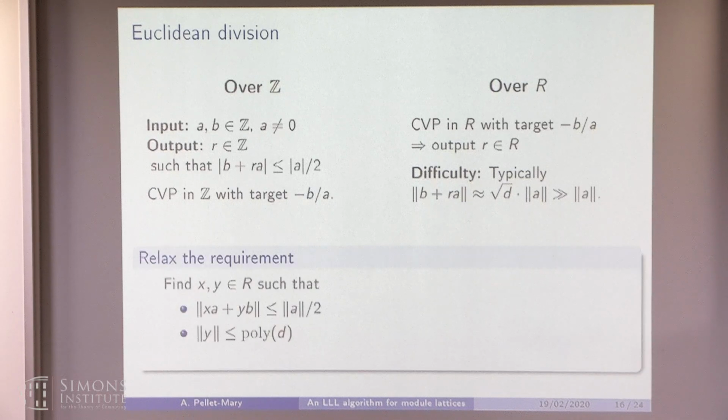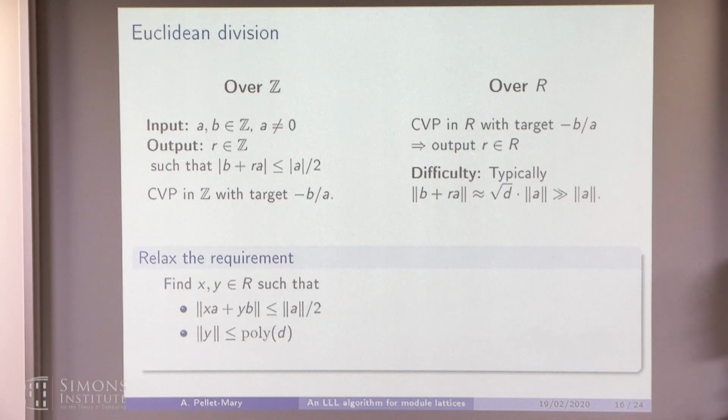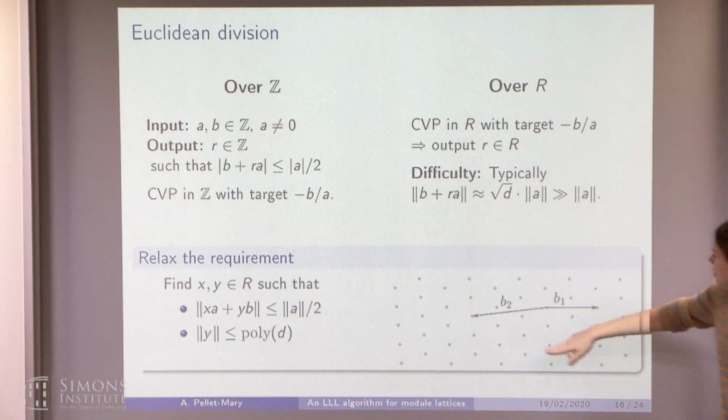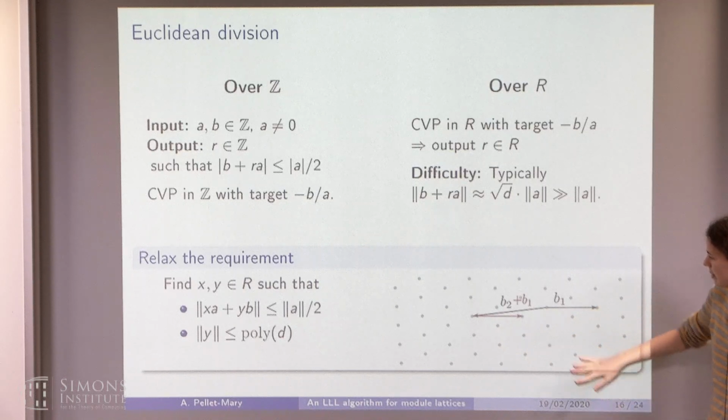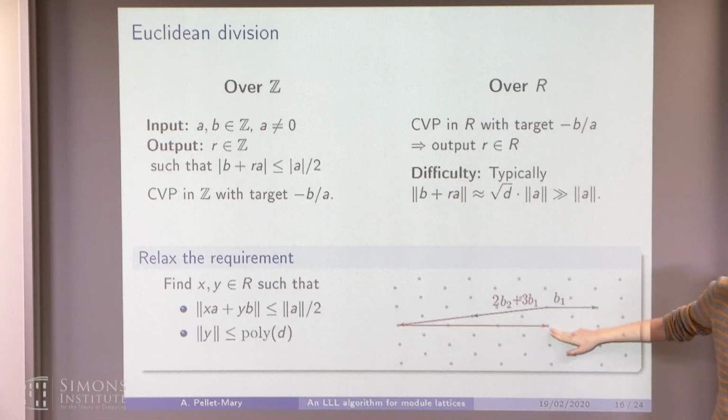So the way we circumvent this is by observing that we don't really need a Euclidean division. We can relax the requirement, and we can allow B to be multiplied by something also, as long as this something is not too large. So if I go back to my reduction, I would like to reduce B2 by B1. But if I can't, maybe I can reduce 2B2 by B1, and I can still get something relatively small.